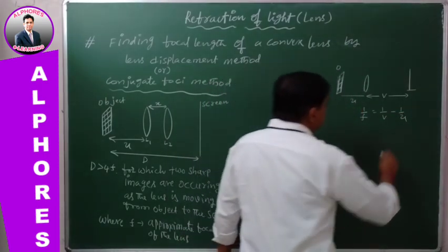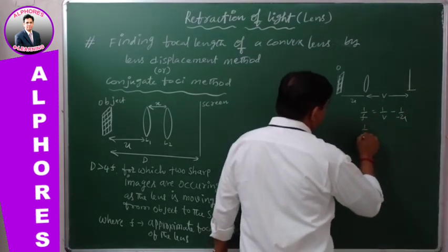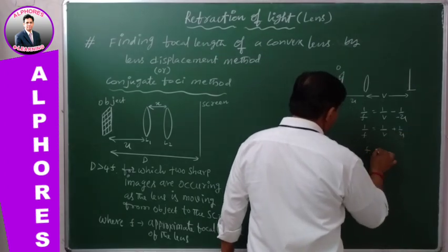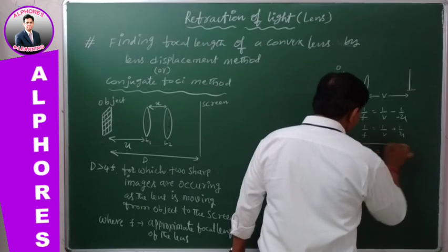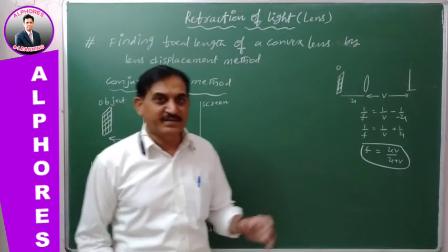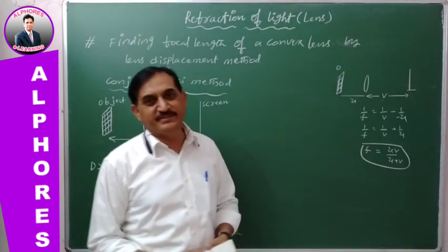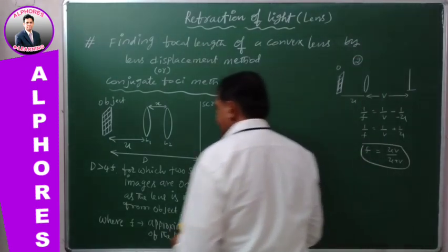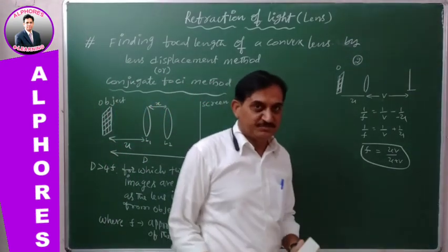Taking the sign convention, that is u is negative, therefore 1 by f is equal to 1 by v plus 1 by u, and by simplifying this, f is uv by u plus v. So this is the formula to find the focal length of the given lens by the UV method. This is the second method. The first method is the distant object method.